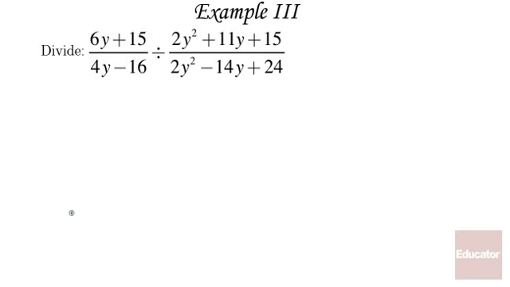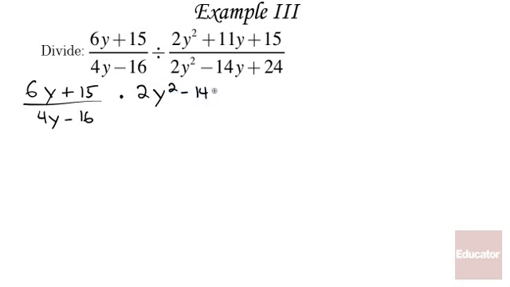In this third example, we again have polynomials. Rewriting this first expression times the reciprocal of the second expression. So the denominator is going to become the numerator: 2y squared minus 14y plus 24, divided by, this numerator is going to the denominator, so flipping those two around: 2y squared plus 11y plus 15.